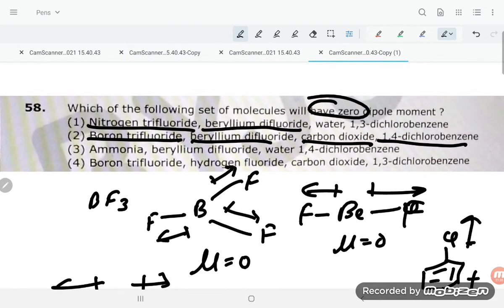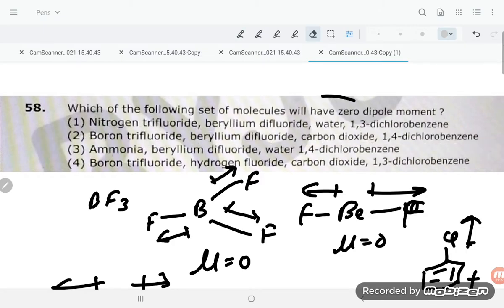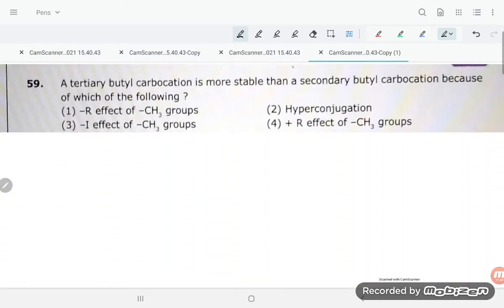So this way, in option number 2, student, all have dipole moment 0. Now in this option number 2 you will find that all have dipole moment 0. So our required option is option number 2. Question 59, let us have a look at it, student.